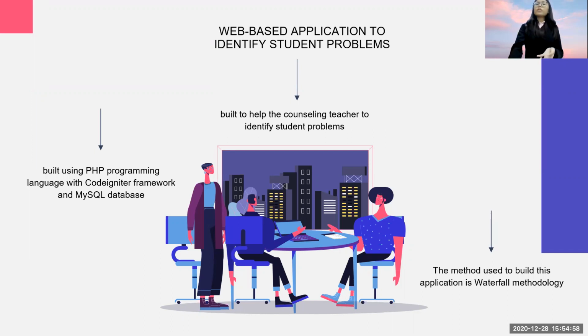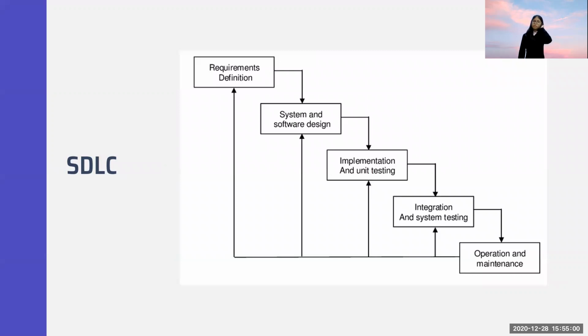Okay, why do we use the waterfall methodology? Why do we use the waterfall life cycle? In waterfall, the users already know what their needs are, so we can work in stages. The first stage is requirements definition, the second is system and software design, then implementation and unit testing, then integration and system testing, and the last one is operation and maintenance. Okay, we will discuss it one by one.